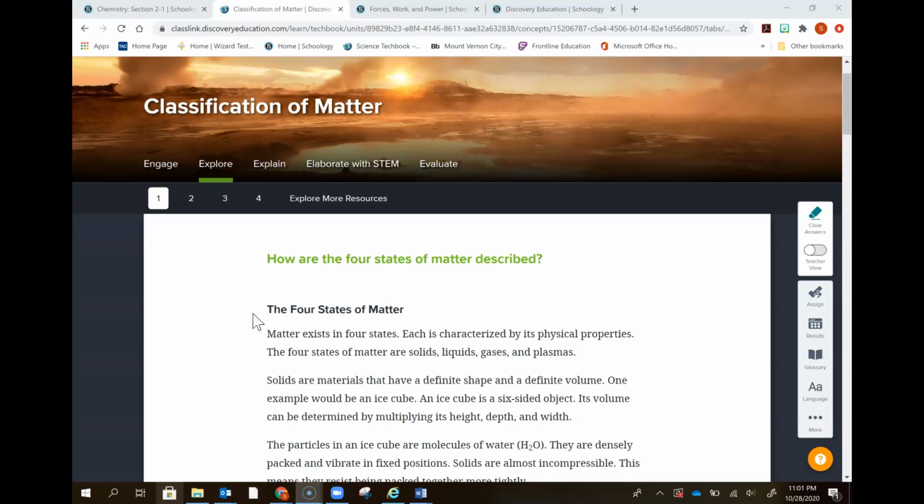Solids are materials that have a definite shape and a definite volume. One example would be an ice cube. An ice cube is a six-sided object. Its volume can be determined by multiplying its height, depth, and width.